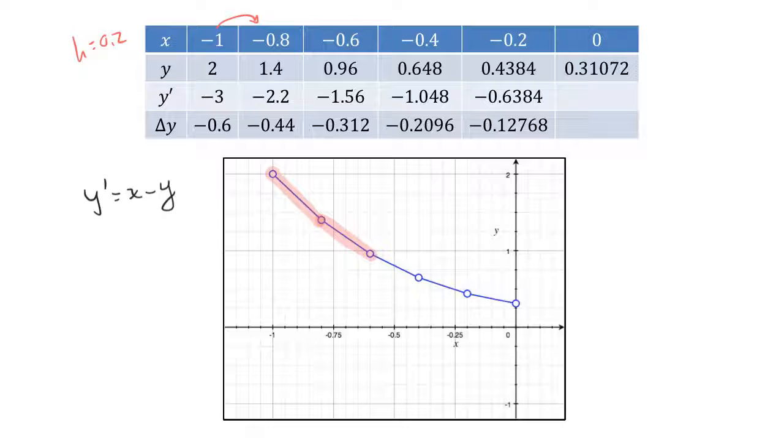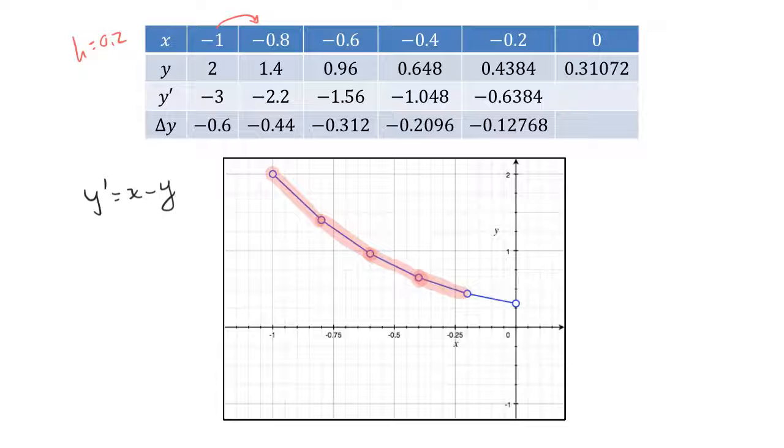We do this once again. Our slope, we need to figure that out next, is x minus y. Negative 0.6 minus 0.96 is negative 1.56. So we move along the line of slope negative 1.56 until we've moved 0.2 in the x direction. We go once again. We take this negative 1.56, multiply it by 0.2, the step size, and we get negative 0.312. Repeat.